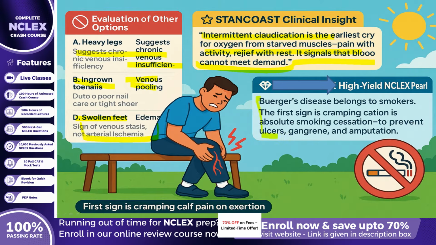NCLEX pearl. Buerger's disease belongs to smokers. The first sign is cramping calf pain on exertion, not swelling or heaviness. The most effective nursing teaching is absolute smoking cessation. It is the only proven way to halt the disease before ischemic ulcers and gangrene appear.